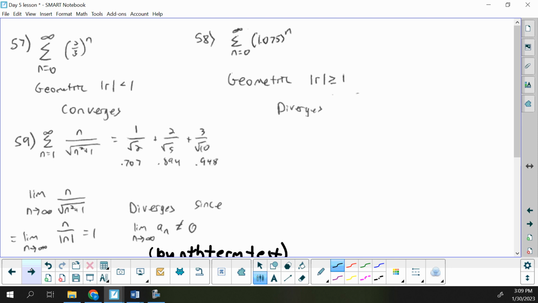57, our absolute value of r is less than 1, so geometric, we're converging. 58, absolute value of r is greater than or equal to 1, so it's geometric and we are diverging.